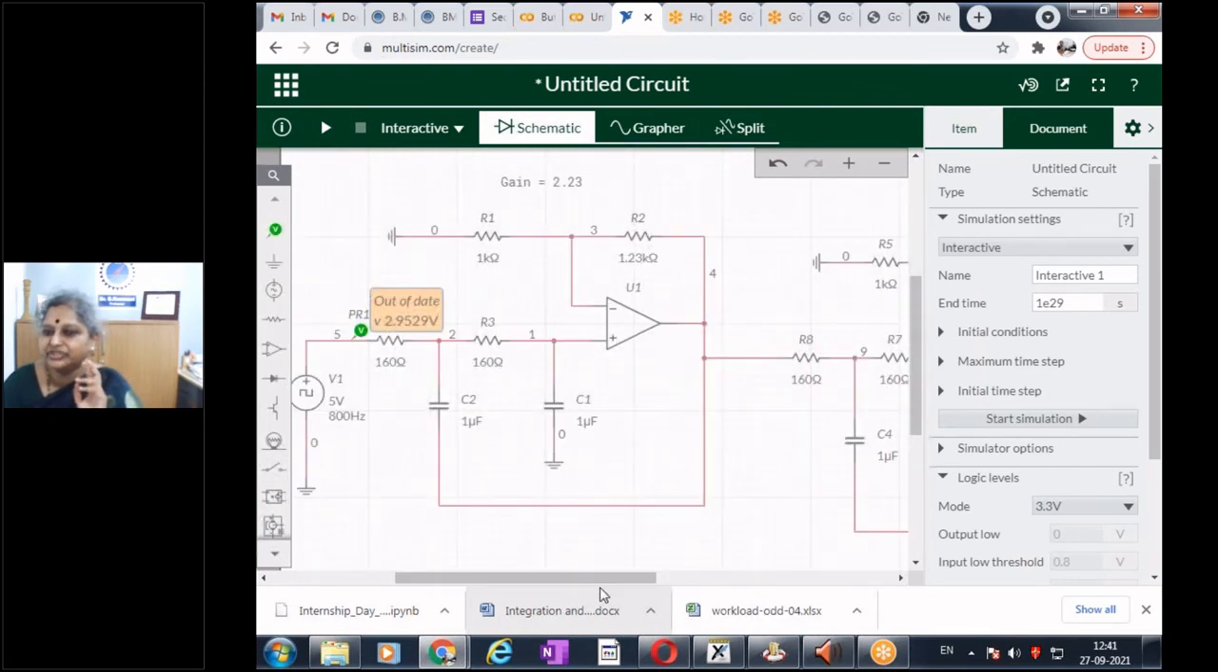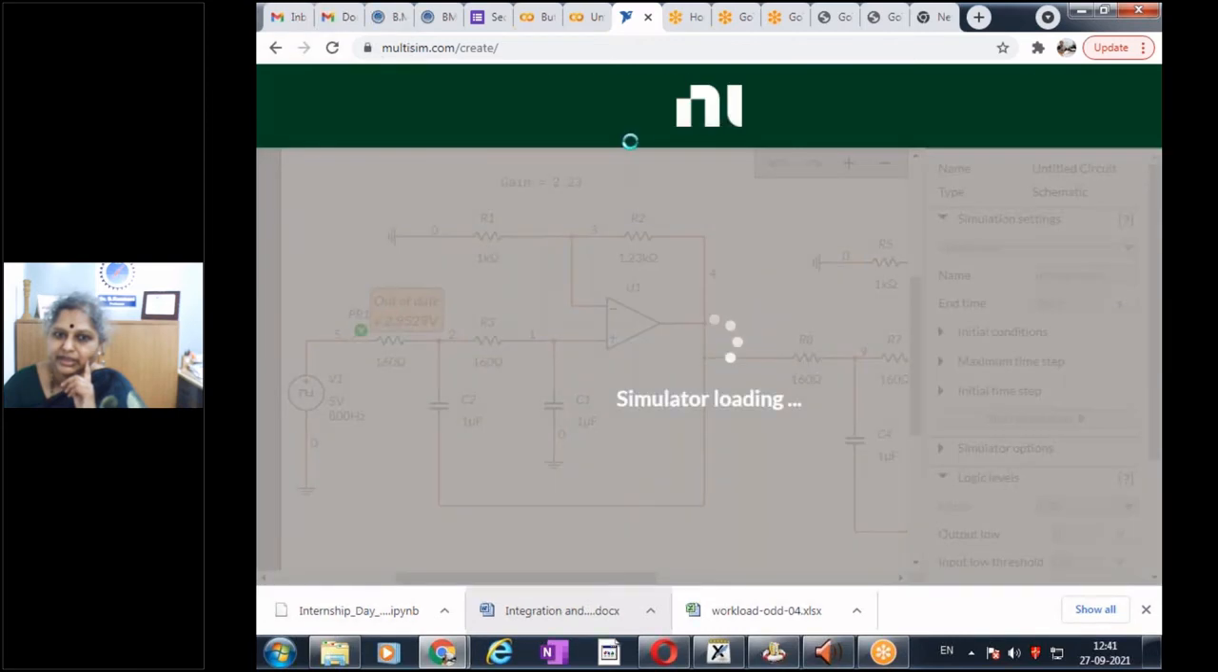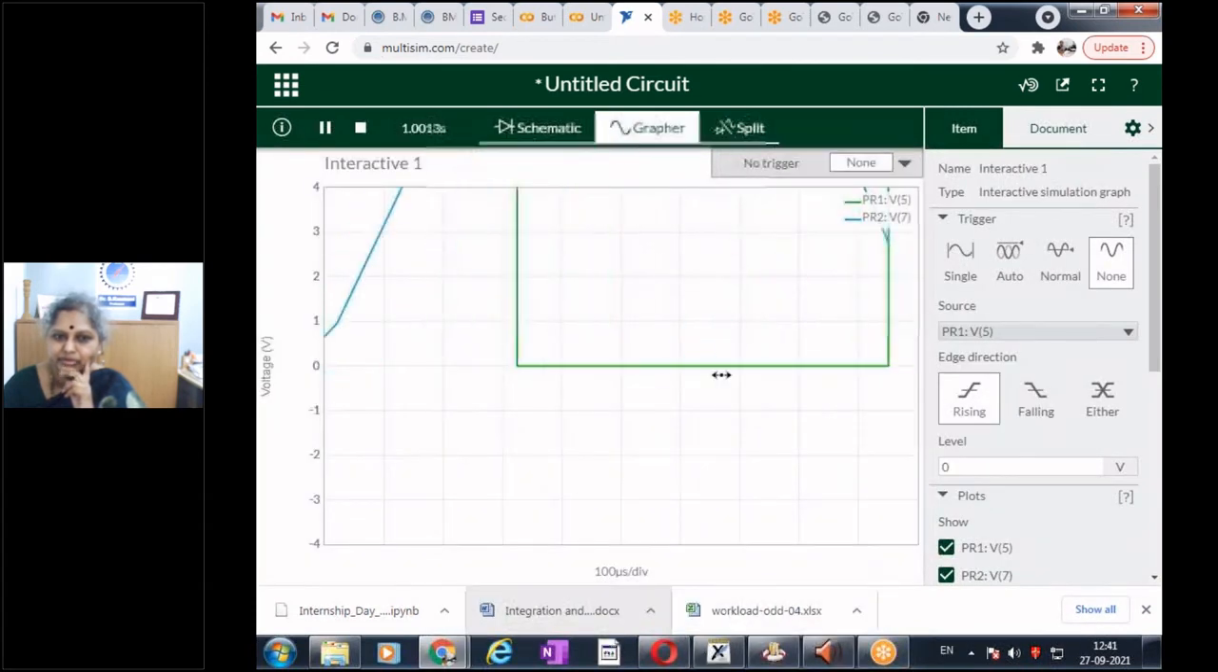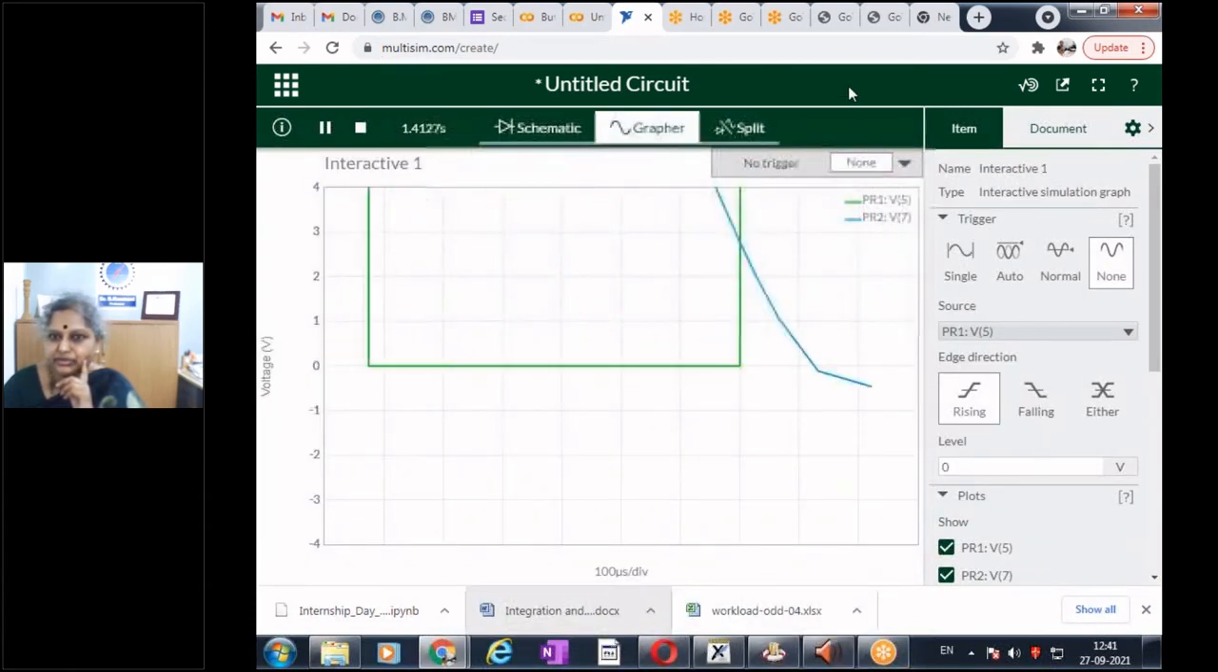I'll give you 2 minutes if anyone is working along with me, and I can wait, otherwise I will show you the output. Let's run this circuit. If you want me to wait, I will wait. Or if you're just observing what I am doing, you can observe. Let's run it and let us see the output.